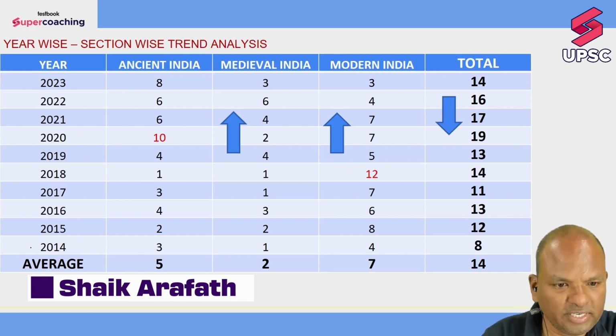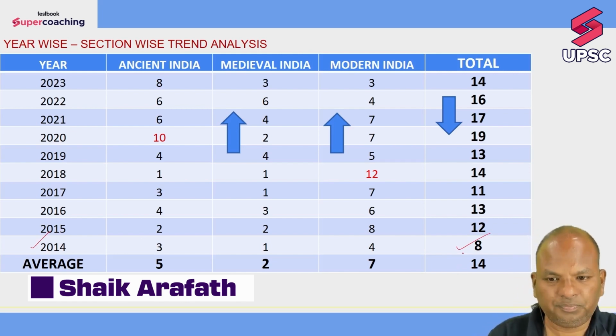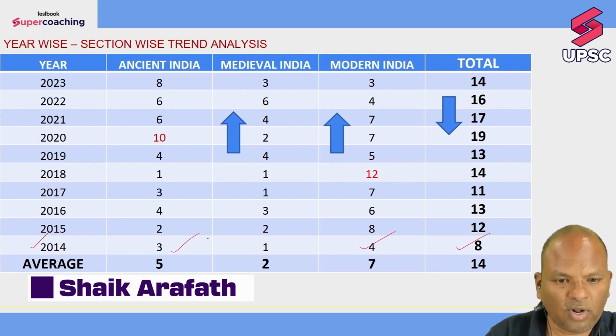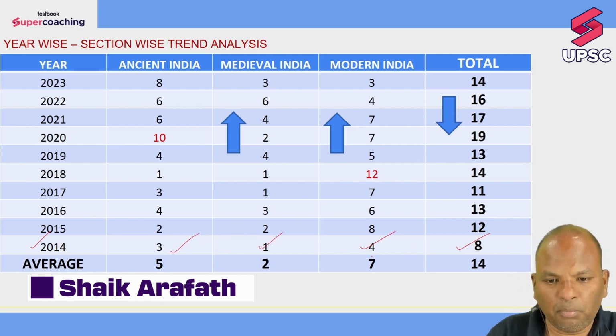In 2014, UPSC asked about 8 questions in history in prelims. Of these 8 questions, 4 were from modern India and the remaining 4 were from ancient and medieval Indian history put together. So roughly, modern Indian history accounted for about 50% of the questions from the entire 3 components of history.